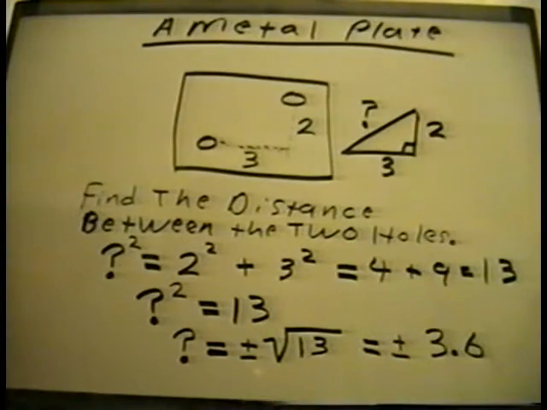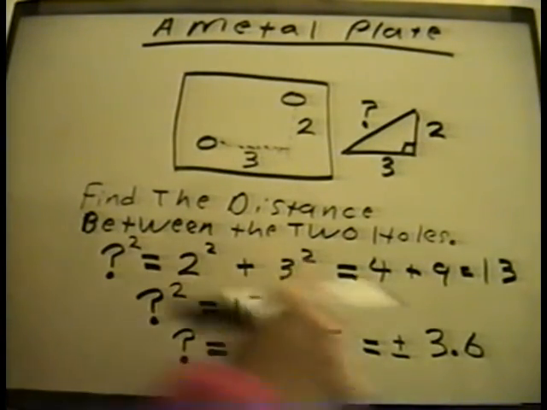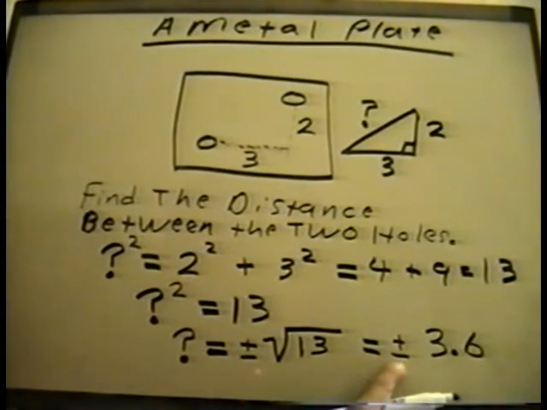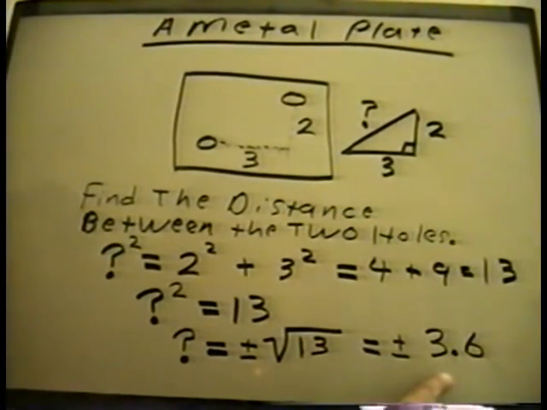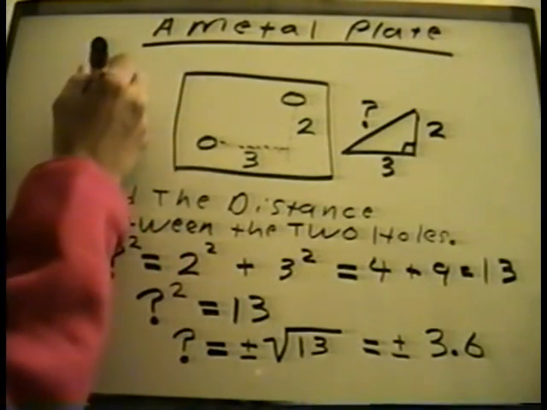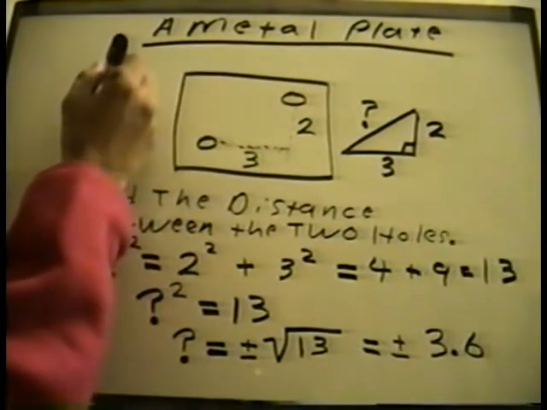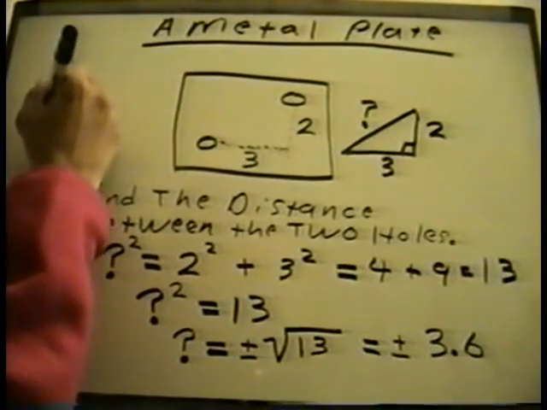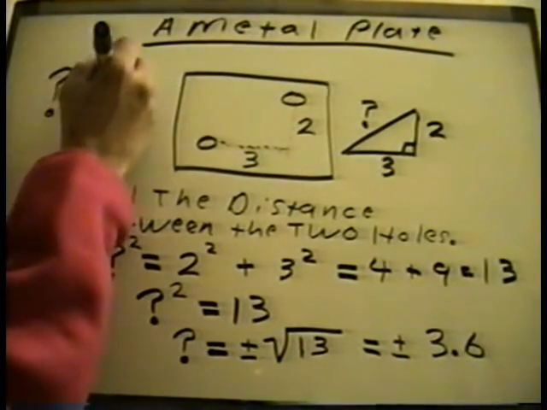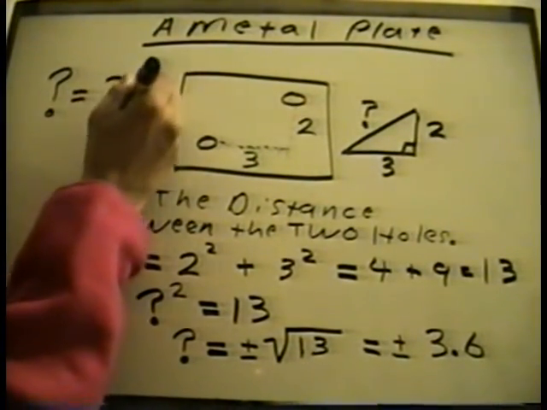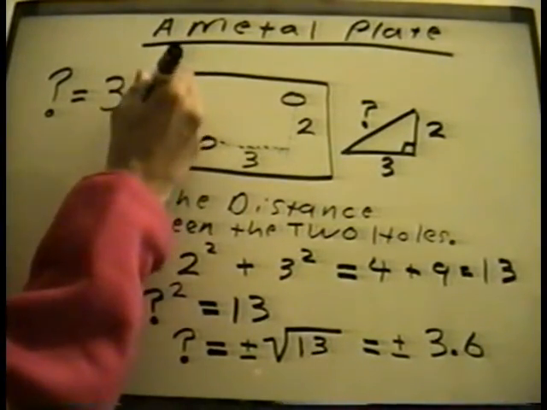Now of course it cannot be negative. So we know that the distance between the two holes is positive 3.6, or 3.6 units.